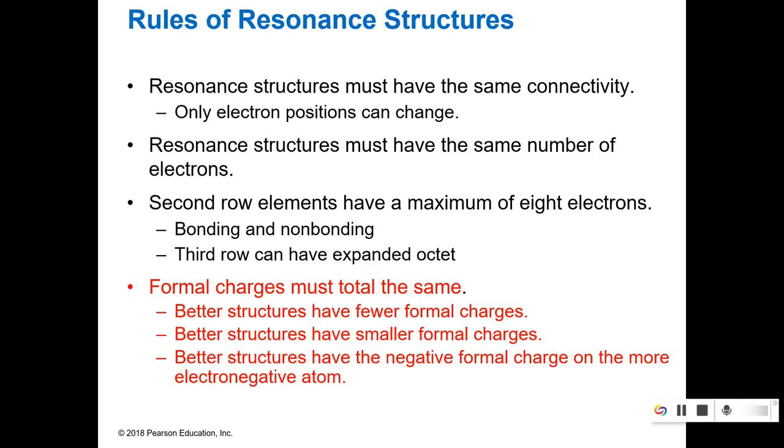Like if you have something that has 10 electrons on an outside atom, that's not a proper structure. Okay, but the key to resonance for formal charge is that the formal charges must all total the same amount. Like the sum of them needs to be equal. The better structures are going to have fewer charges, smaller charges, and if need be, the more negative one needs to be on the electronegative element. So remember, those are the arrows like this. We did talk about that last video.